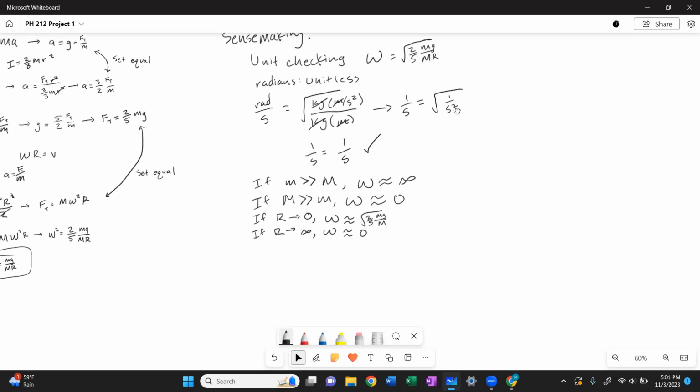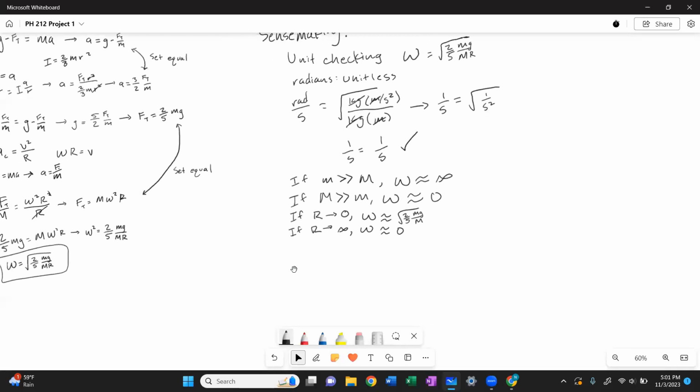And physically, in this situation, it makes sense because the hanging mass will pull down the little mass very quickly, which will result in a smaller angular velocity. And then we can think about what happens as the radius from the pulley to the little mass approaches 0. We can see that omega will be around the square root of 2/5 mg over m over big M.